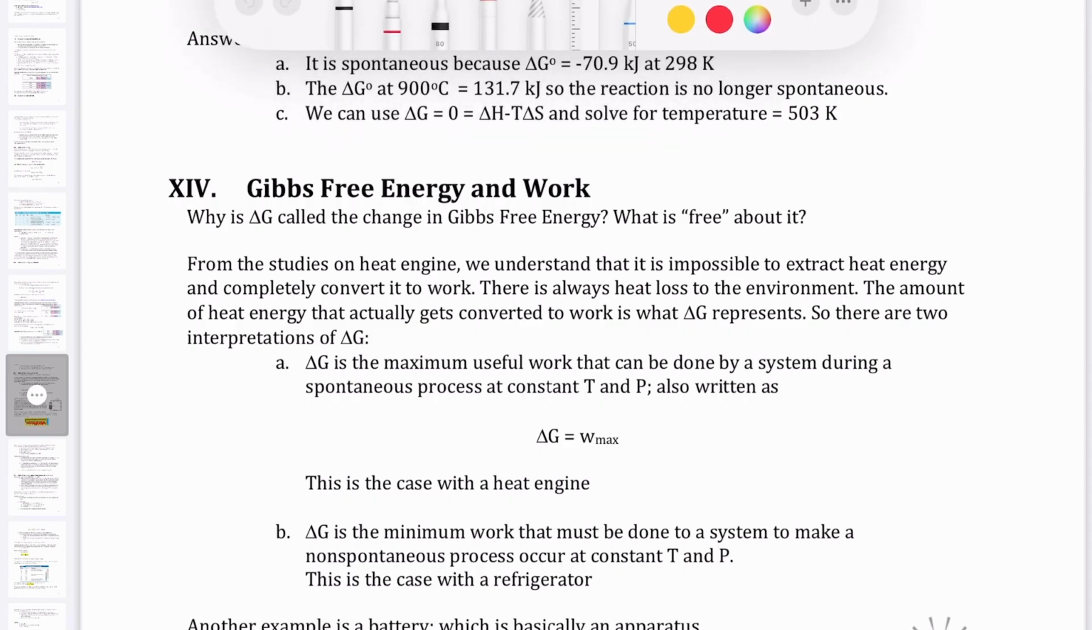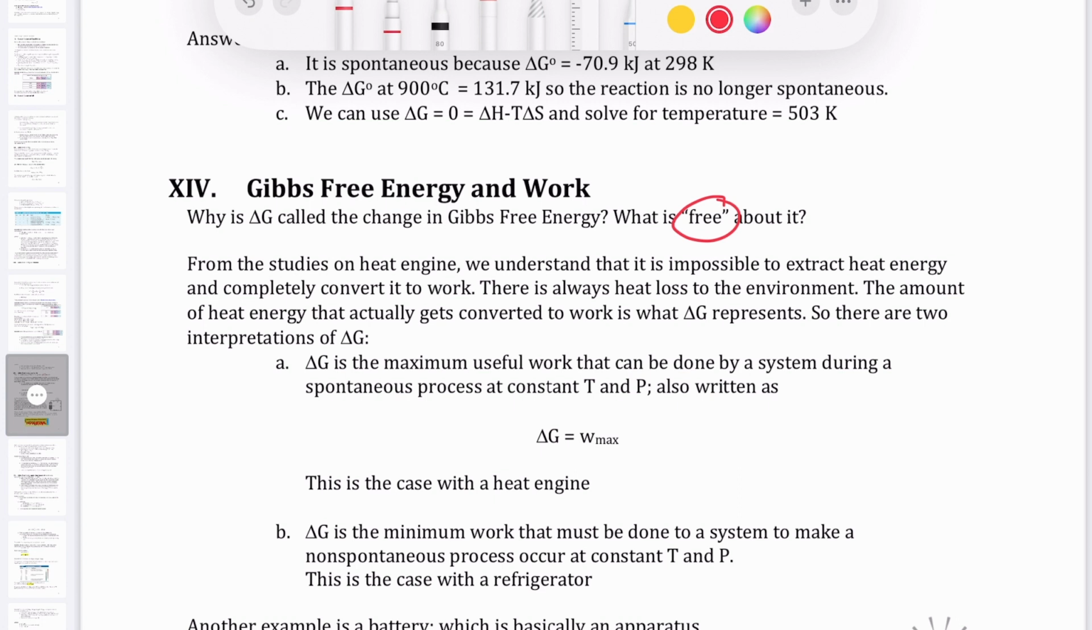Before we finish off this topic on thermodynamics with one more calculation idea, I want to get into the concept of Gibbs free energy and work, and what exactly the quantity delta G is capturing. The question is, what is free about this energy? Why is it not just called the Gibbs energy?